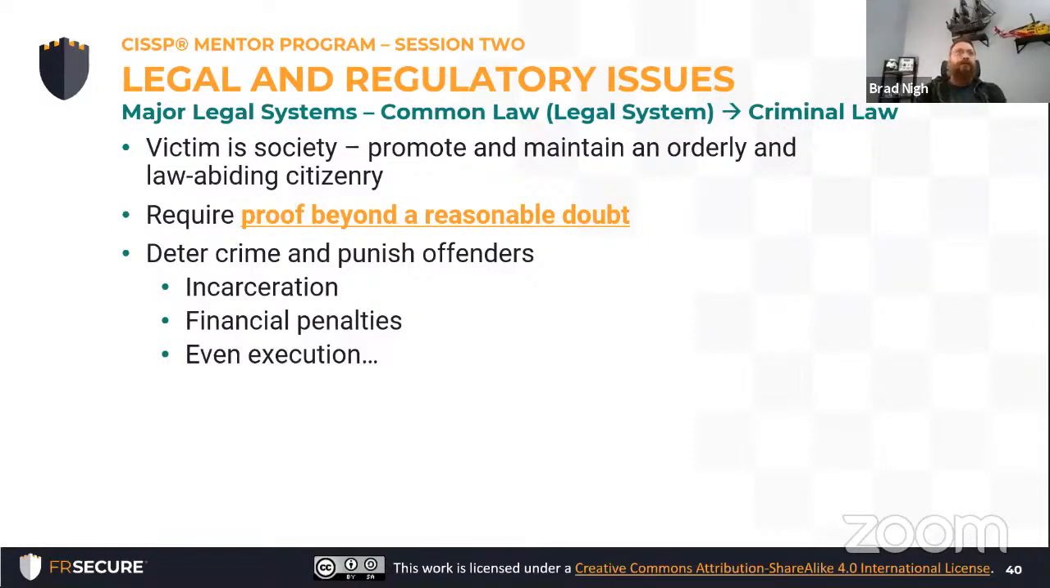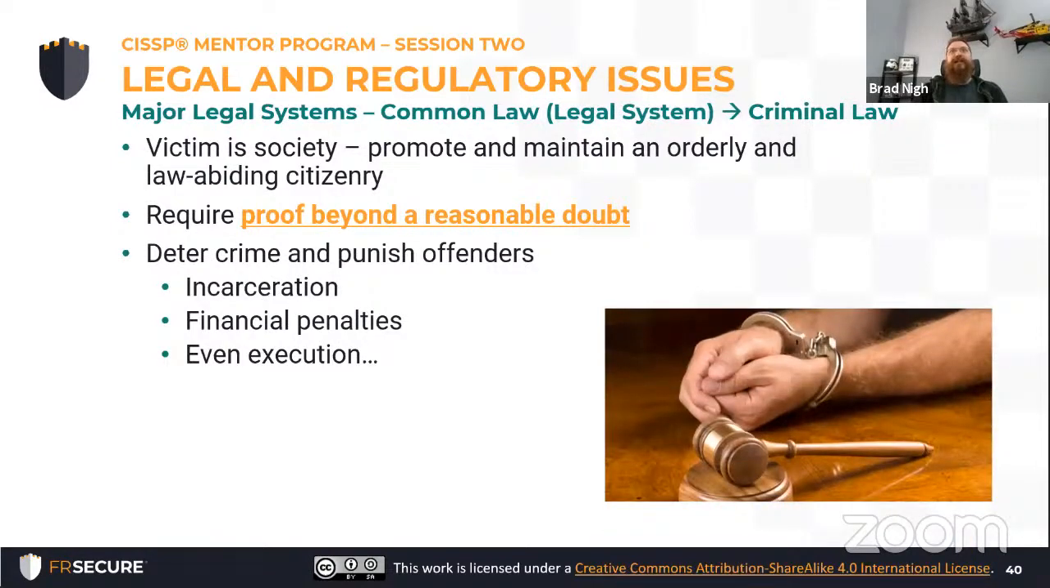It's intended to deter, right? So this is our criminal justice system. Think of this, I think that's pretty straightforward, right? Hey, you broke the law, you're going to jail. You broke the law, you're paying a fine.